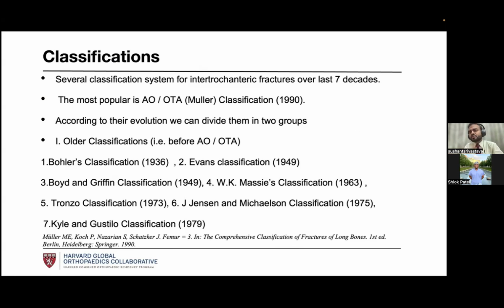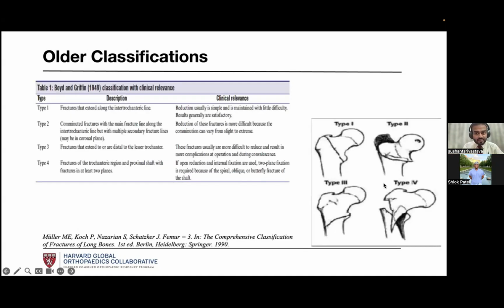Now, after going through the anatomy and the biomechanics of this fracture, let's delve straight into the classifications, because this will give you an idea about the amount of work which has happened in intertrochanteric fractures over the past 7 decades. The most popular and most used classification is the AO trauma classification, but there has been an evolution right from 1936 to 1979, which is called the older classification, and in the recent past, there have been 2 new classifications coming in.